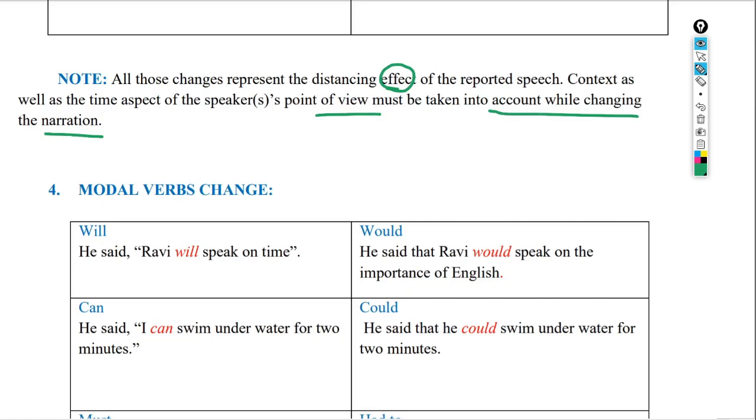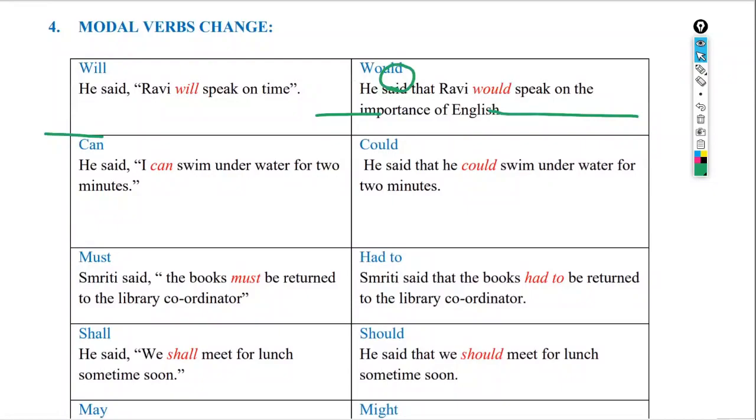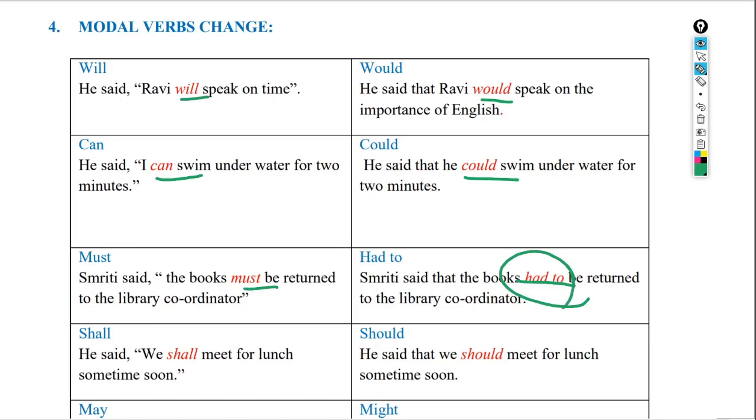So what will be the changes in the modal verbs? Let us see now what will be the changes in the modal verb. We have seen the example here, so we will see some more. Okay, let us see this table. So this table will make us clear. So will will be transformed into would, can will be transformed into could, must will be transformed into had to, shall will be transformed into should. May will be transferred into might. So this thing you need to remember. Now let us proceed to the next.